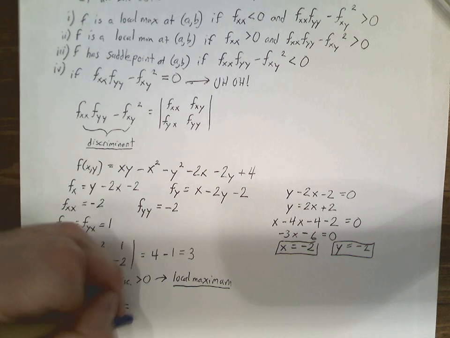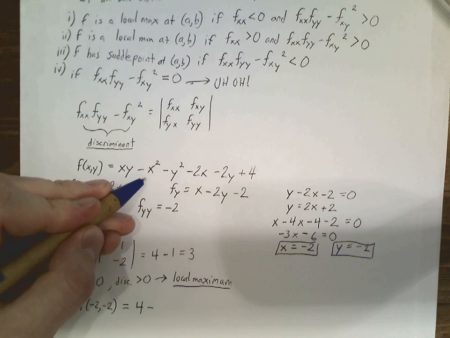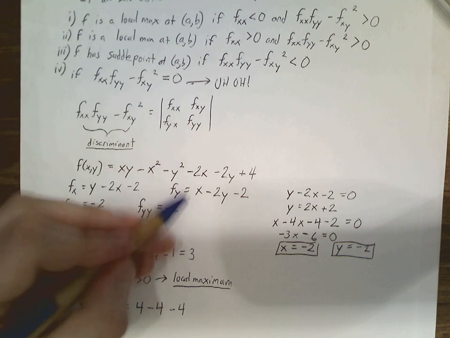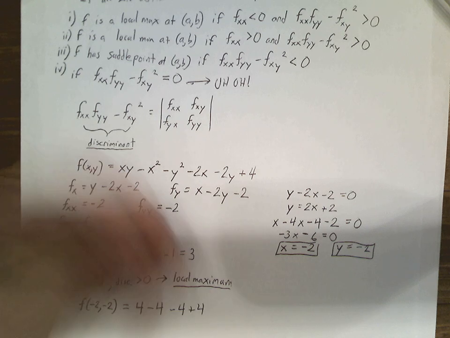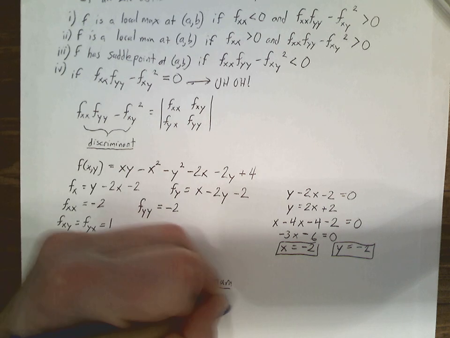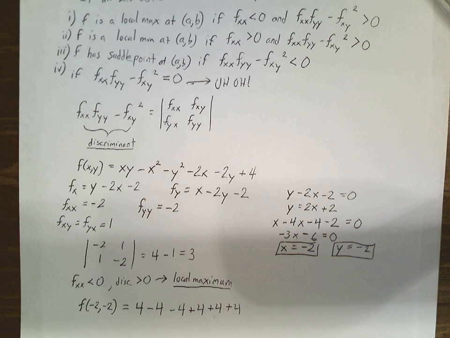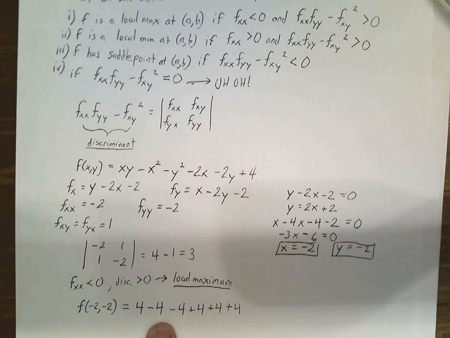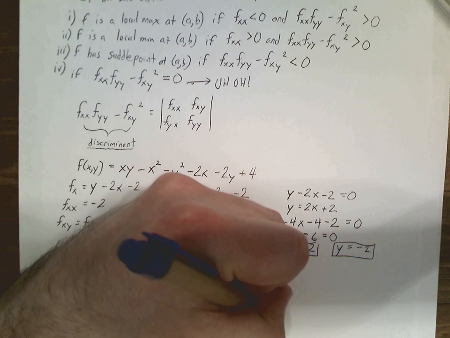So negative 2 times negative 2 is 4, minus negative 2 squared is 4, minus another 4. We get plus 4, another plus 4, and then it's a lot of 4s there. So of these 4s, I have 1, 2, 3, 4 positive, minus 2 of them are negative, so that's going to be just equal to 8.